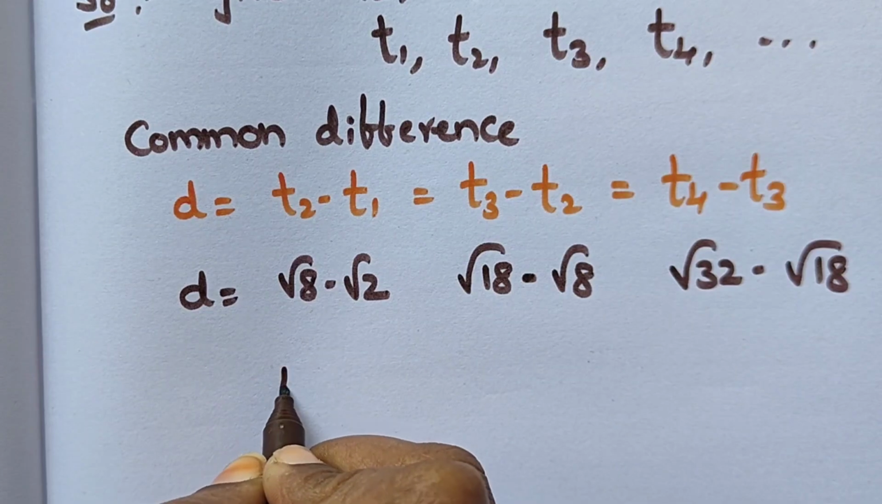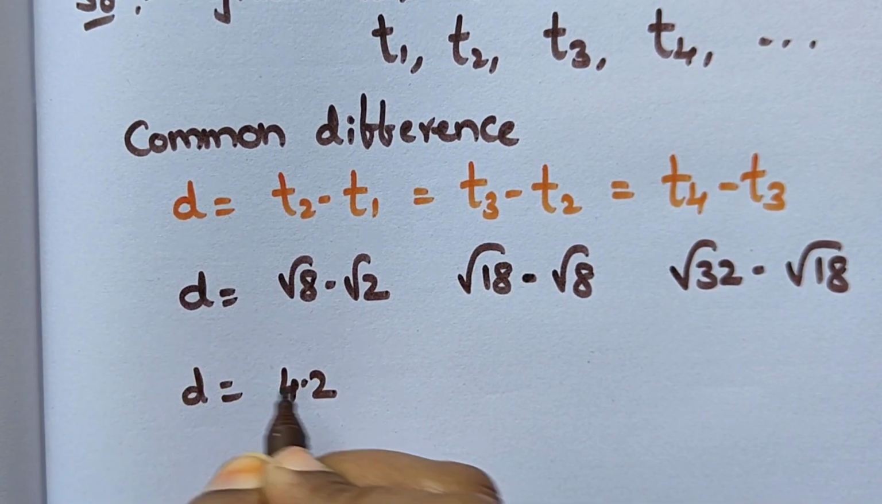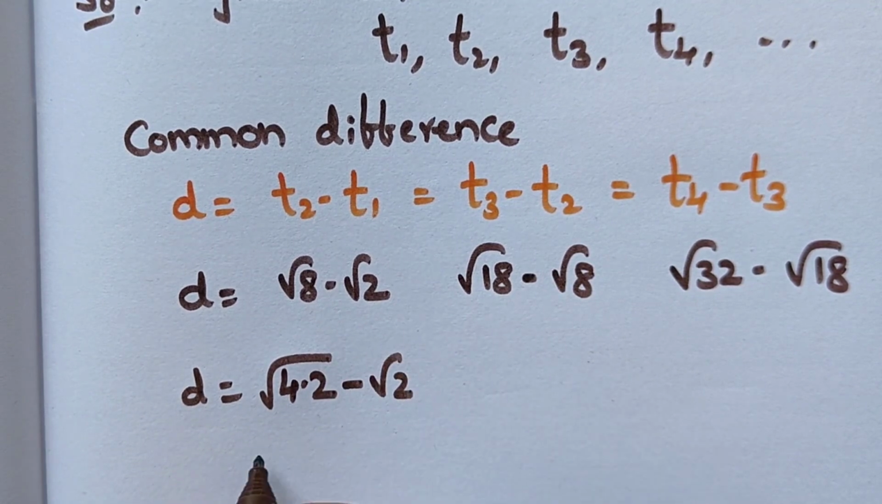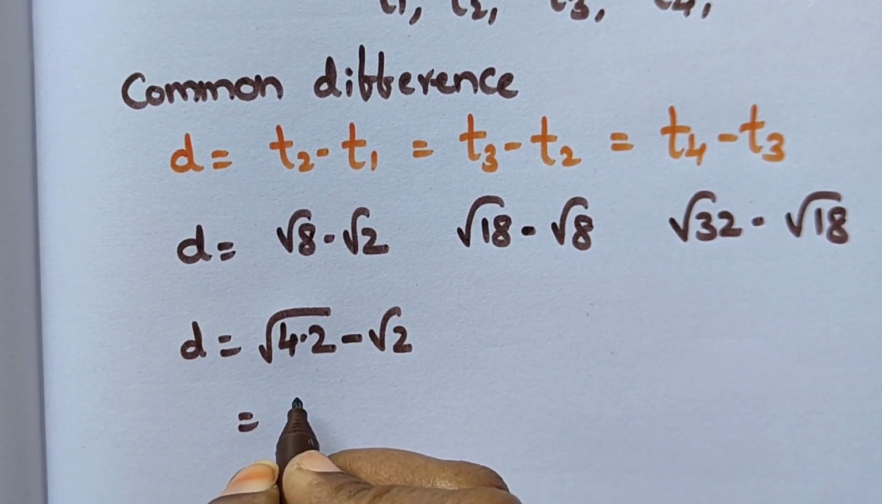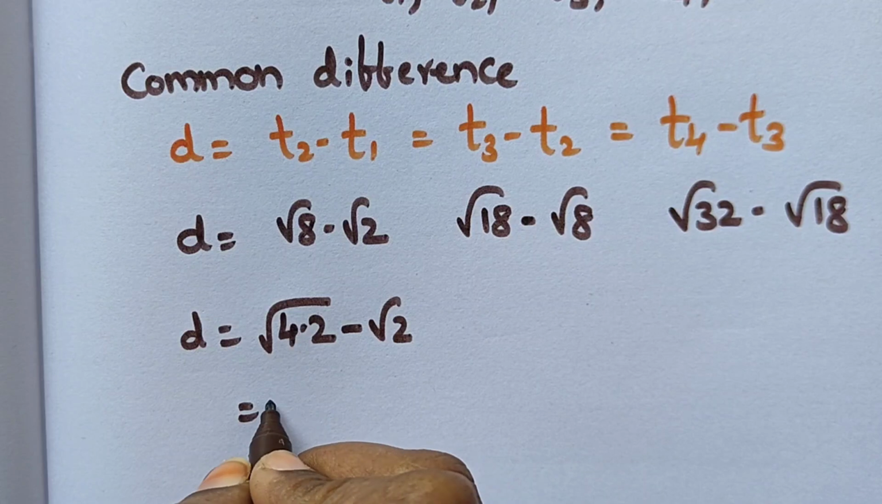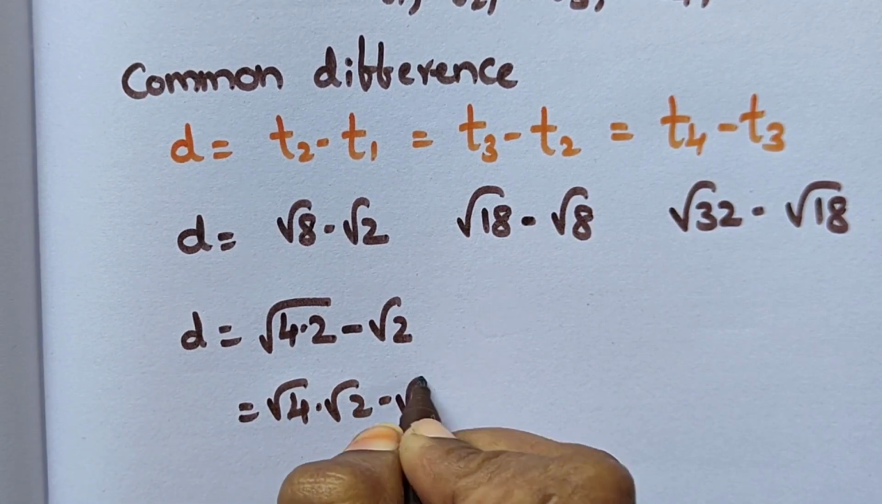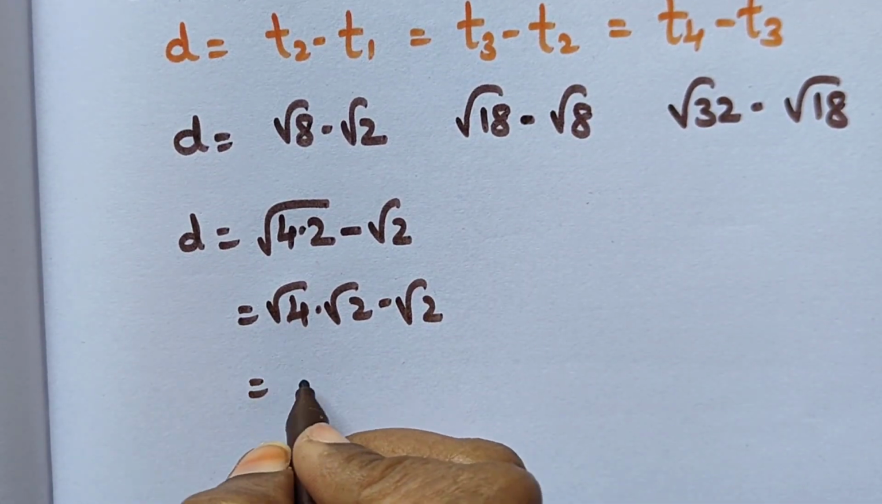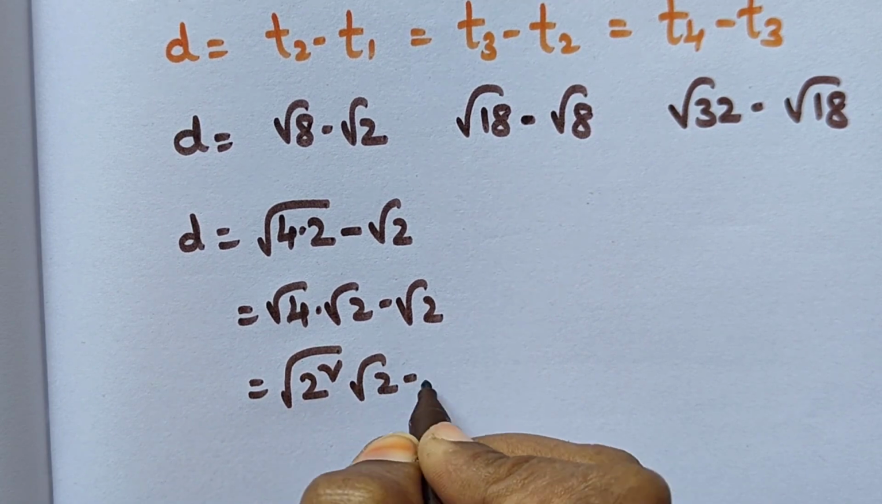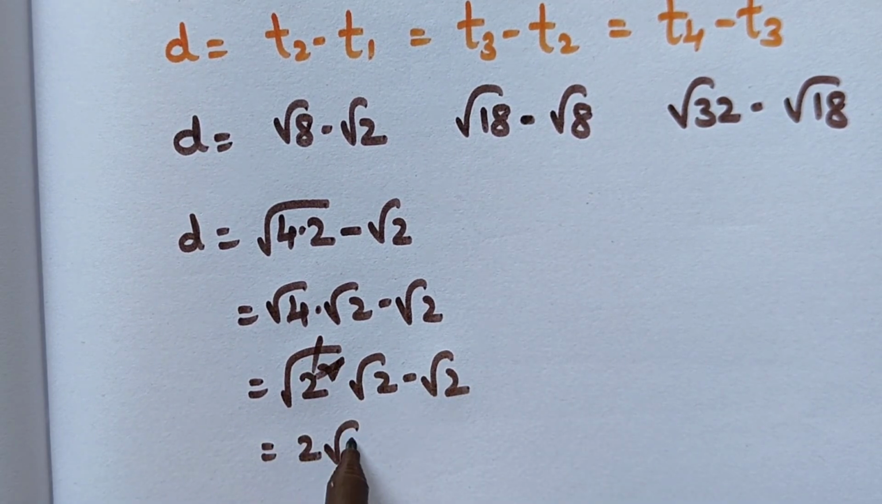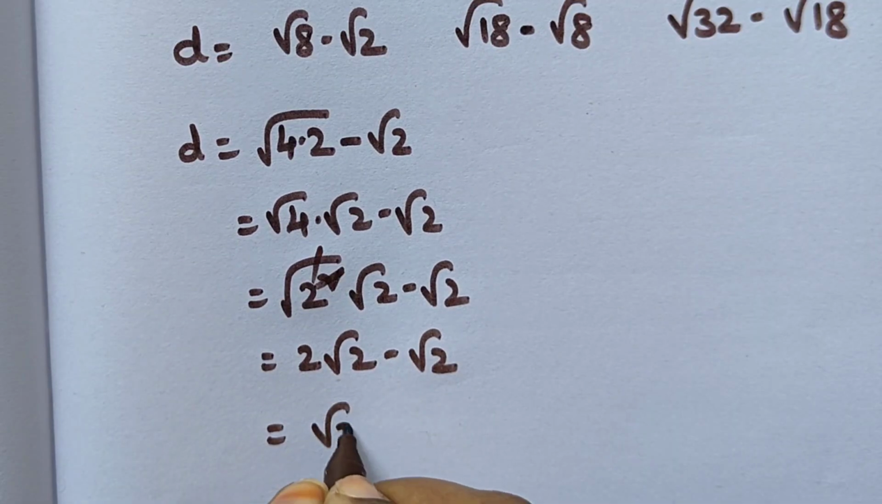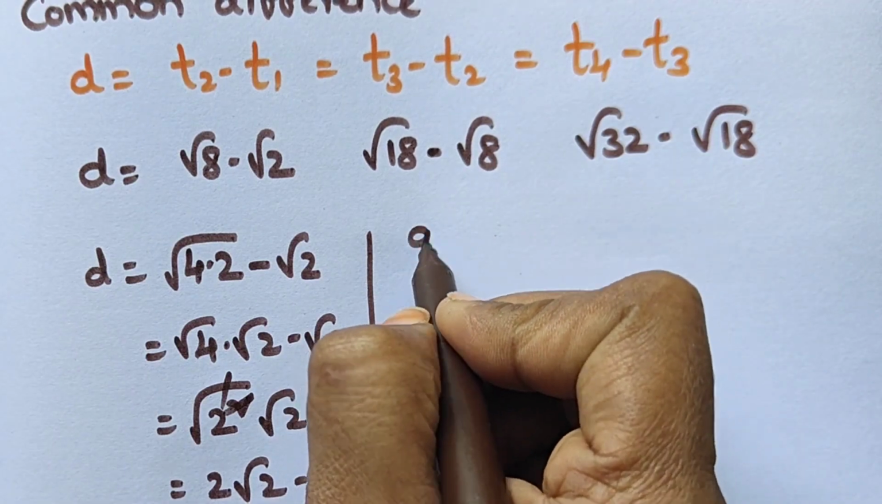See here we have to write 8 as 4 2s are 8. Root of 4 into 2 minus root 2. Root of AB is root A into root B. We can separate the root: root 4 into root 2 minus root 2. Write 4 as 2 square. Root of 2 square into root 2 minus root 2. Square and root are cancelled. 2 root 2 minus root 2. Finally the answer is root 2.